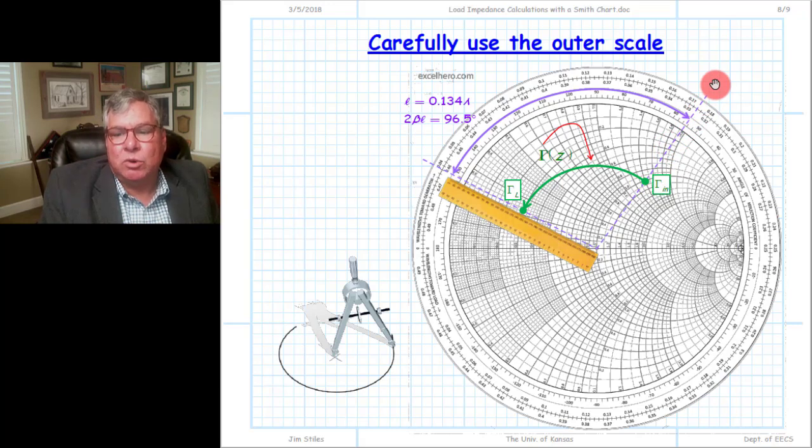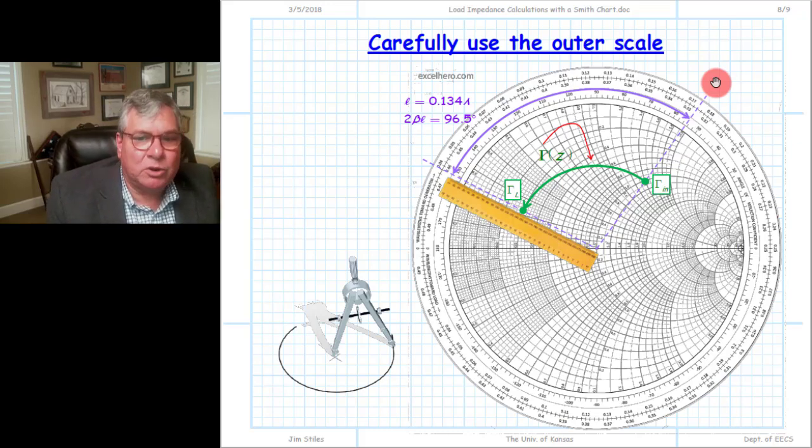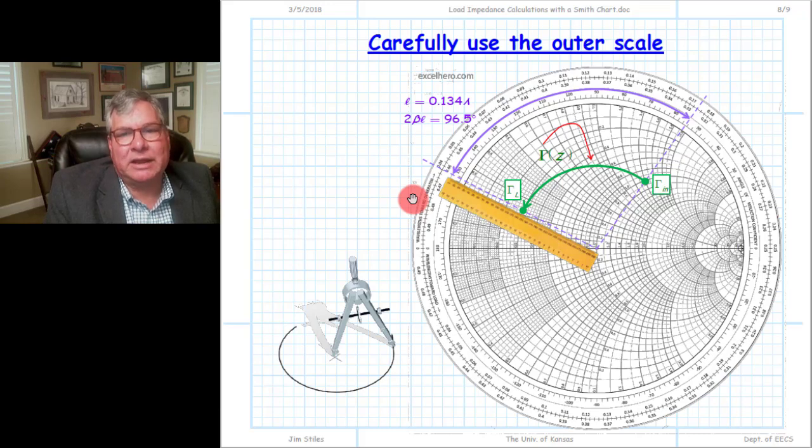Now in this case, we're going to use a different outer scale than we've used previously. In this situation, of course, we're moving from the input down the transmission line to the load, and so we're moving toward the load. Because of that, we're going to use the wavelengths toward load scale. That is the electrical index that increases as we rotate counterclockwise around the Smith chart, which is of course the direction that we'll be rotating. So our index is going to increase as we move in the counterclockwise direction, and it is a little bit easier to use than the other scale because we don't have to do subtraction.